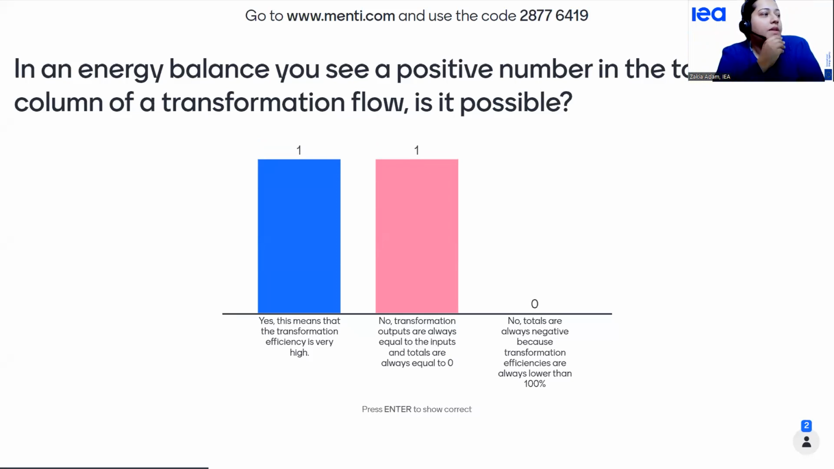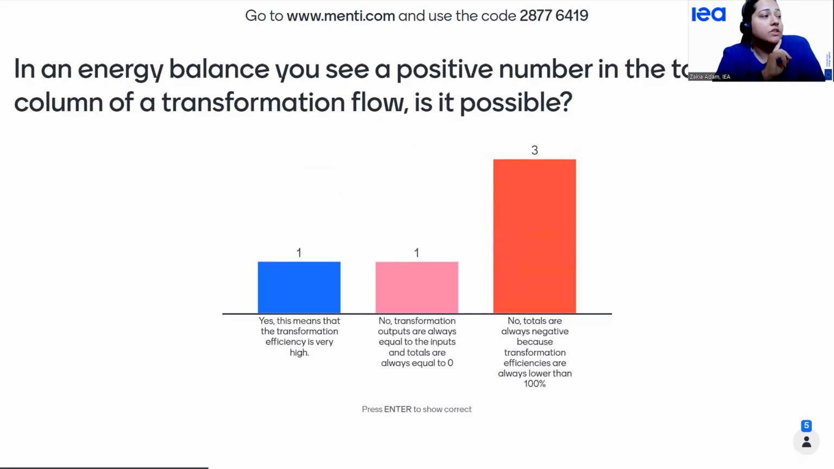So here you have 3 possible answers in this Mentimeter question. In an energy balance, if you see a positive number in the total column of a transformation flow, is it possible? Yes, this means that the transformation efficiency is very high. No, transformation outputs are always equal to the inputs and totals are always equal to 0. No, totals are always negative because transformation efficiencies are always lower than 100%. So 3 possible answers here.